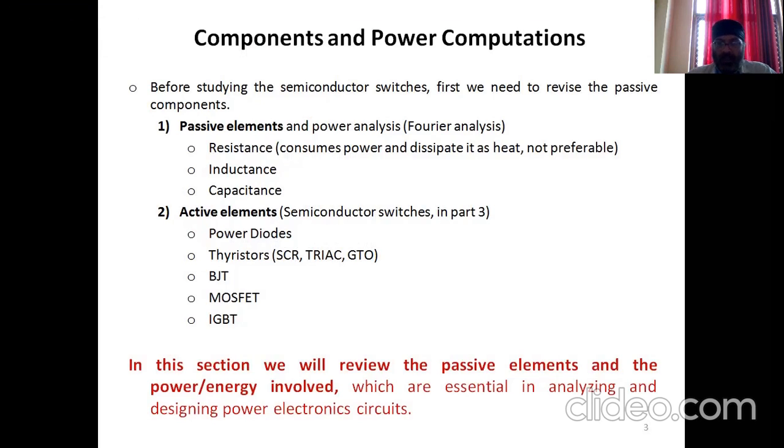Resistance is normally not used in power electronics because they consume power and dissipate it, without doing any useful work. So that's why resistance is normally not used in power electronics. So we can strike off this passive element for use. Inductance and capacitance, they are the major passive components for power electronic circuits.